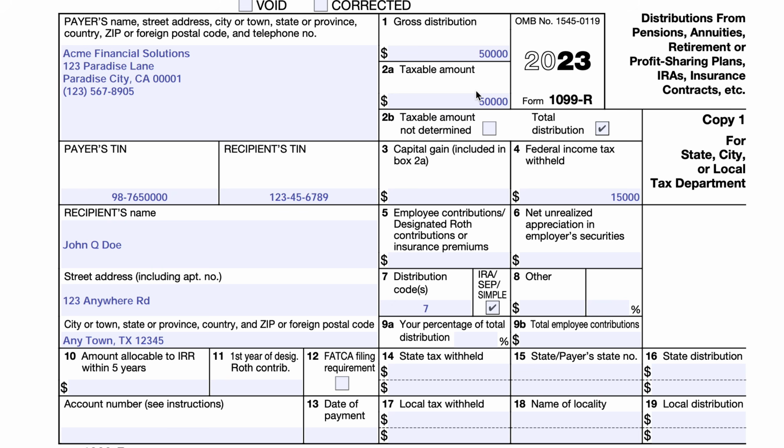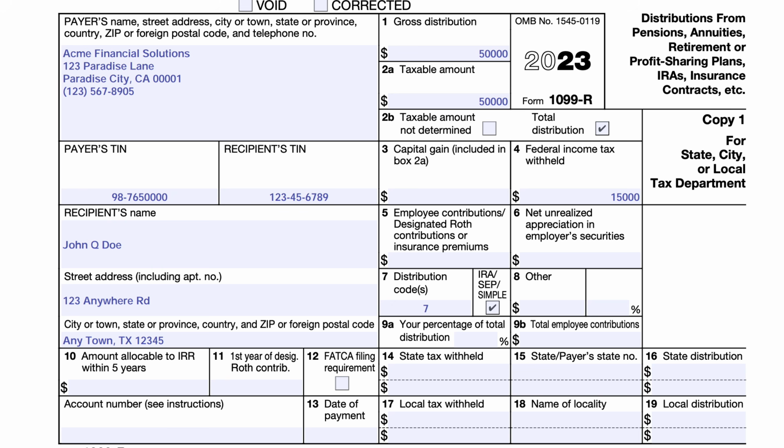I'm going to stop right here. Before we go any further, you can see a check mark for void, a check mark for corrected. If either of those are checked, there are additional instructions, but generally the void means that that version has been replaced by an updated version, and then the corrected version would be checked accordingly. So for box 1, this would also include certain amounts.